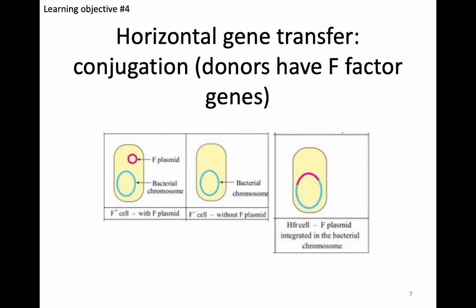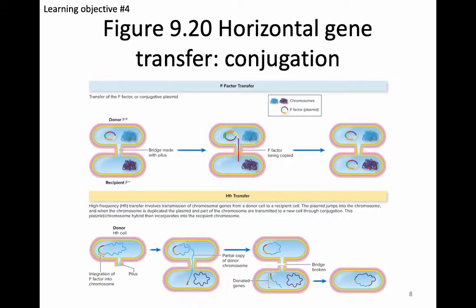The cell on the right is an Hfr cell. So what's happened in this bacteria cell is the F plasmid and the bacterial chromosome have recombined into one large piece. Because this Hfr cell has the F plasmid, it has the genes for information on extending a pilus and connecting with the recipient. So the Hfr cell also can be a donor in horizontal gene transfer.